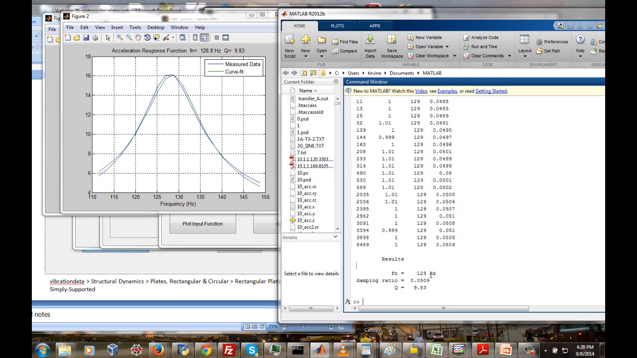If I go over to here, the natural frequency is 129 hertz, rounded off. The damping ratio, let's just go ahead and round off numbers, is about equivalent to 5%, and Q is approximately equal to 10. So our synthesized curve fit using analytical functions matches our measured data close enough, and we get some good values there.